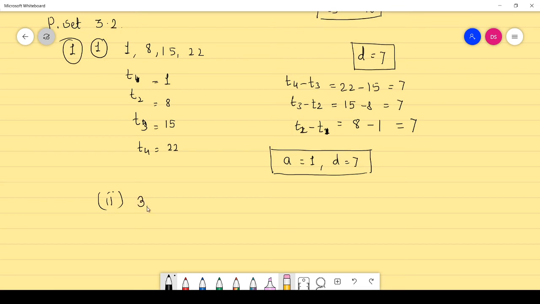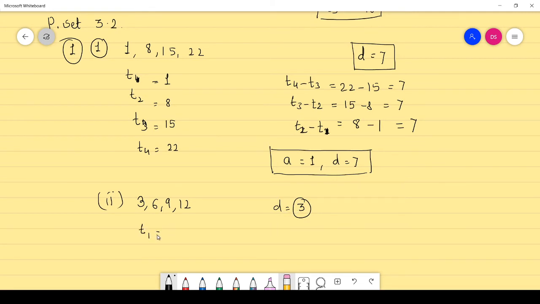The arithmetic progression is given: 3, 6, 9, 12. You directly say that. What is the common difference? 6 minus 3, 3. 9 minus 6, 3. 12 minus 9, that is 3. The common difference you will get, that will be equal to 3. Right? Whether it is right or wrong, let's check it out.